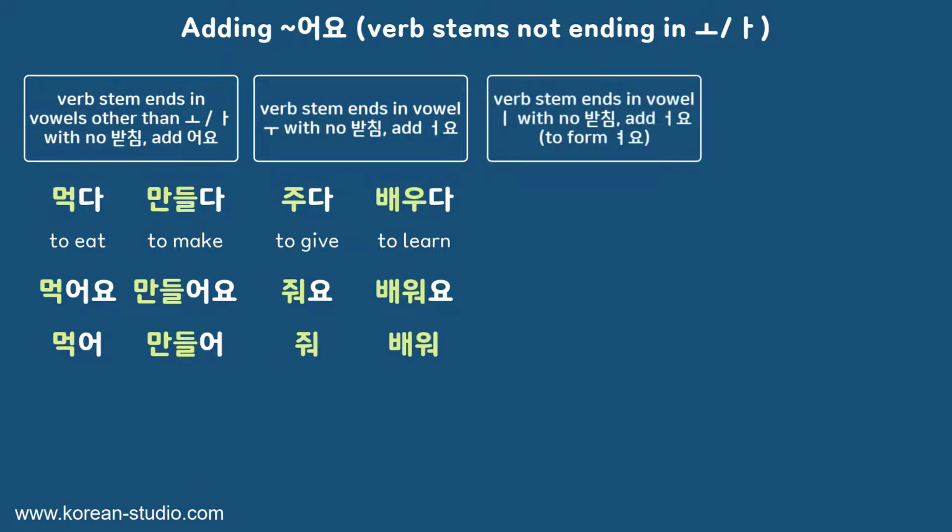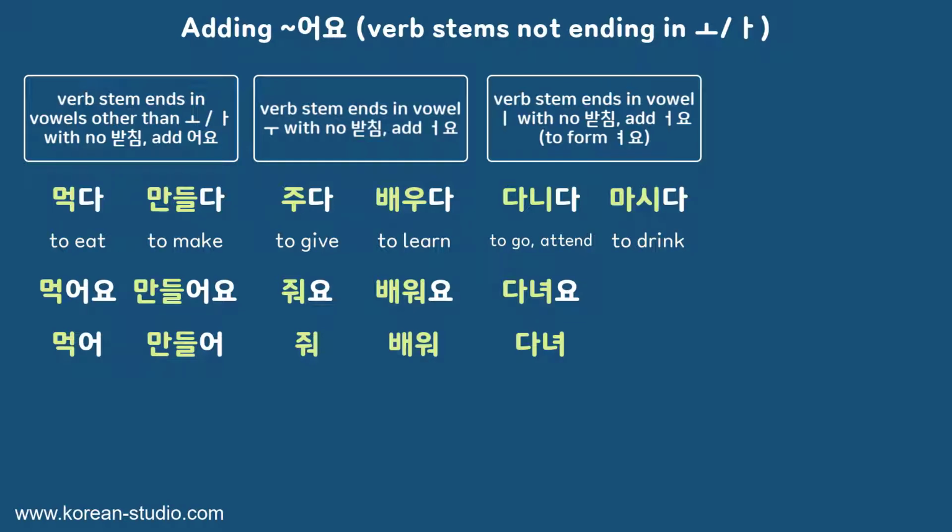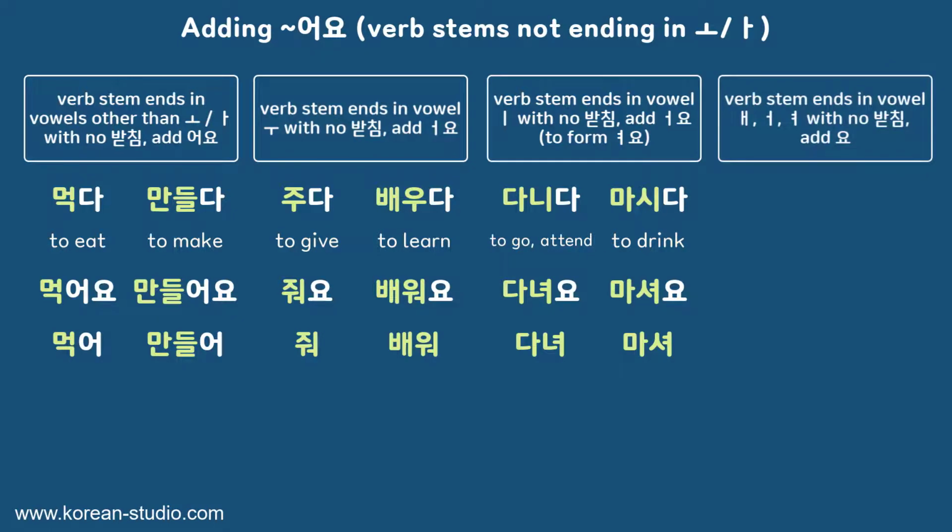Third, if the verb stem ends in 이 with no 받침, we add 어요 and form 여요. So the verb 다니다, which means to go, attend, becomes 다녀요, and the verb 마시다, meaning to drink, becomes 마셔요. Lastly, we have a range of verbs that end in vowels 에, 어, and 여 with no 받침. And for these verbs, we simply add 요 at the end to make these verbs into polite forms.